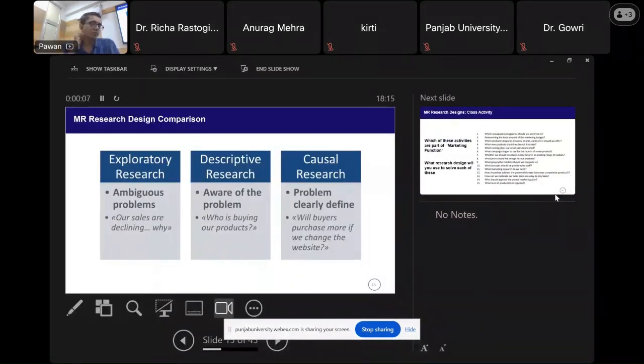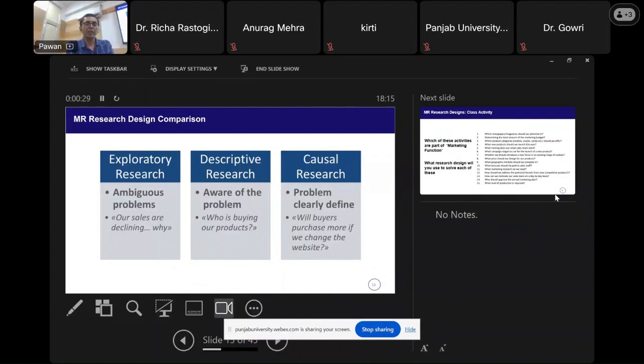Okay, to summarize these three types of research, exploratory is where your problems are ambiguous, where you don't have a clear idea of what you need. It's like I want to know a little bit about the field kind of question. So there you need exploratory research.